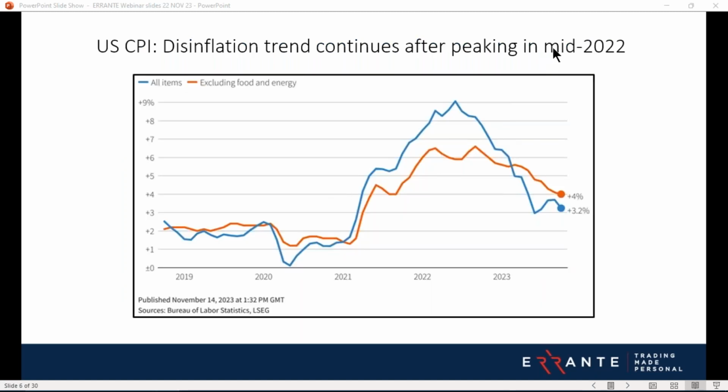Just got a chart here showing you the trends of core inflation and headline inflation. The blue line, core, now at 3.2 and the headline now down to 4. Okay, so there's that chart there.